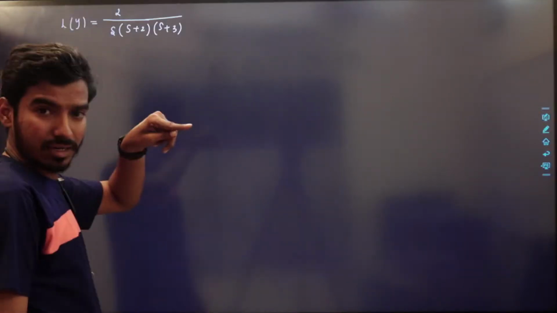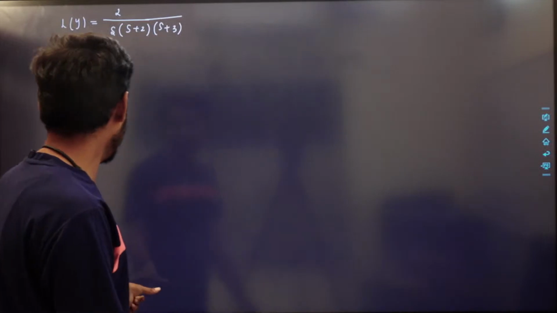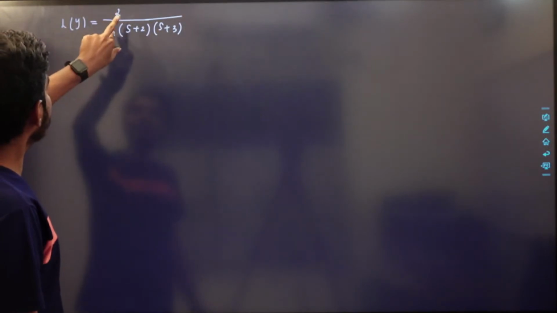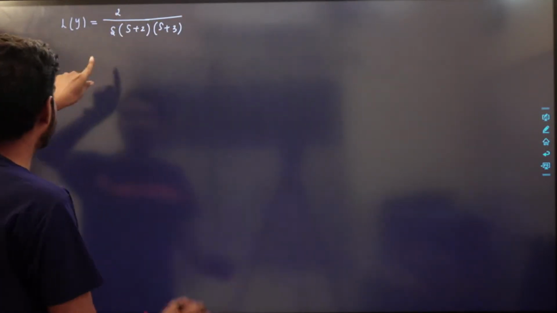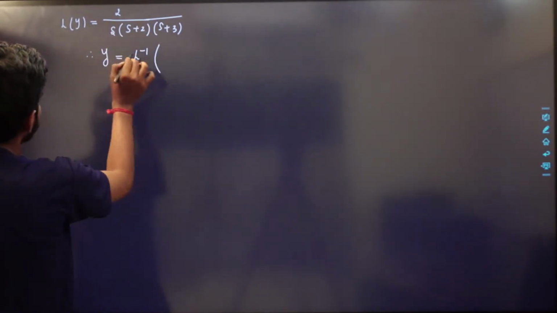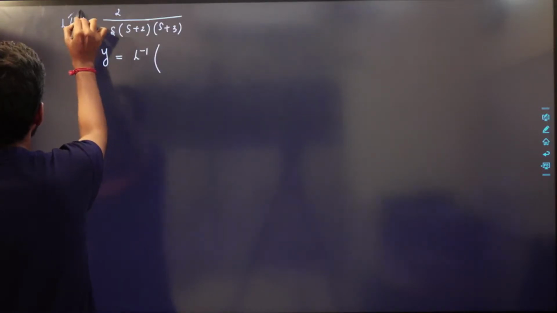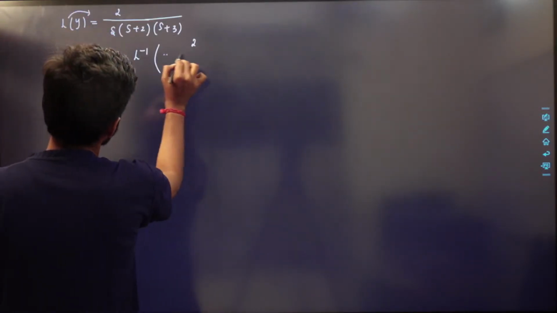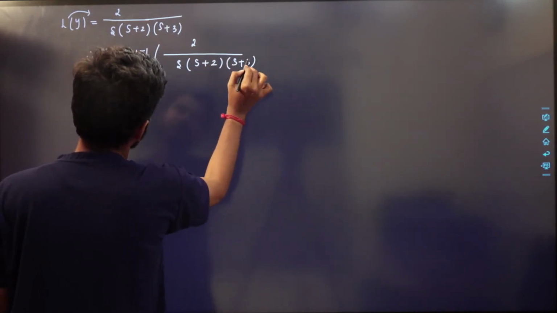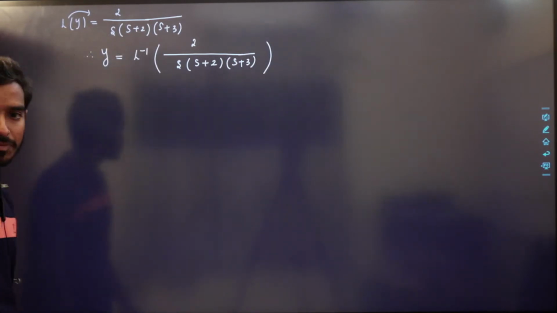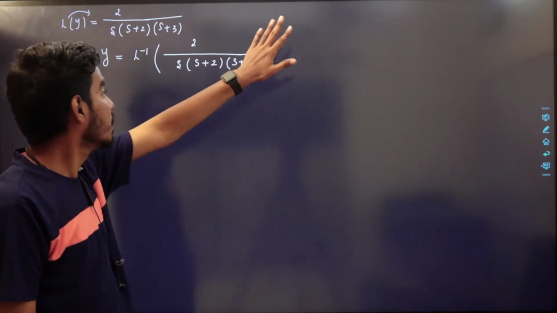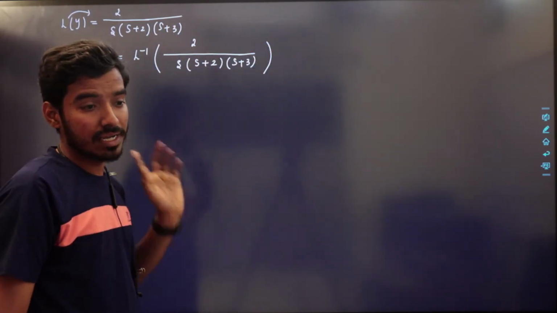That means we need to find y. y is our solution, yes or no? In order to find y, we need to apply the inverse Laplace transform to this function. So y is nothing but L inverse of this function. Take the L to that side, so it will be 2 divided by s into s plus 2, s plus 3. This is our required solution, but we need to find the inverse Laplace transform of this function.